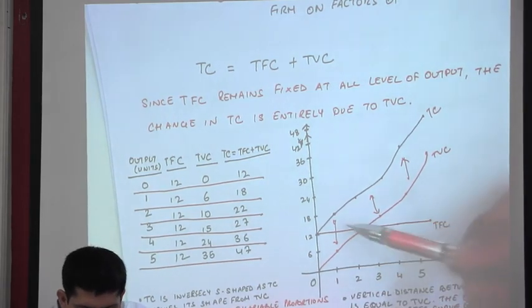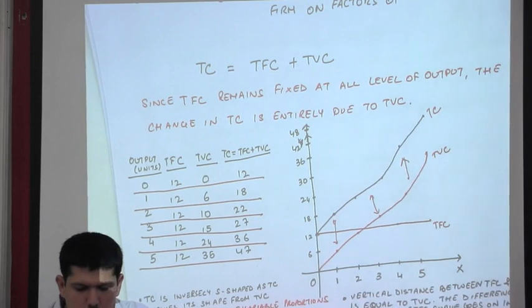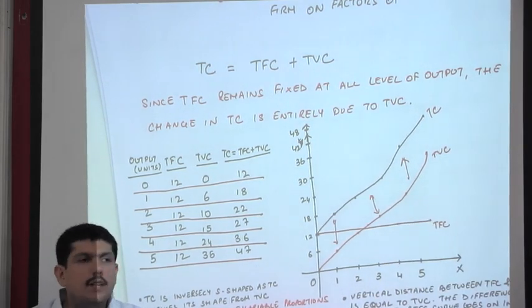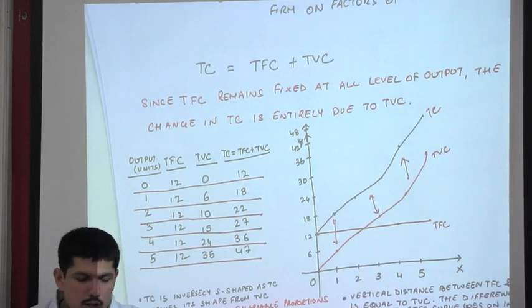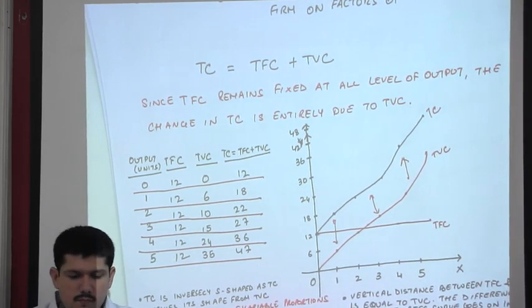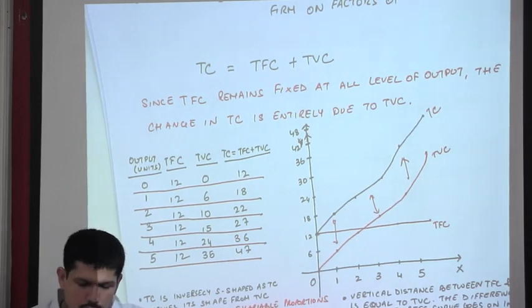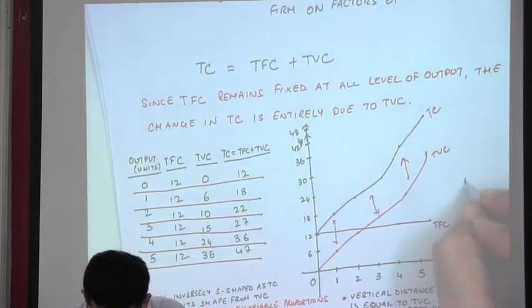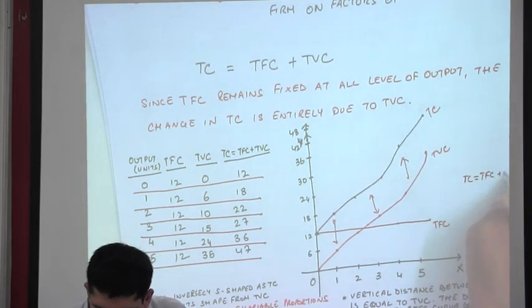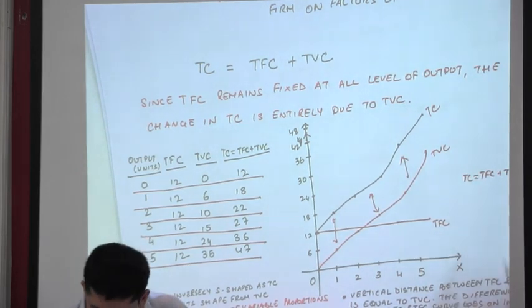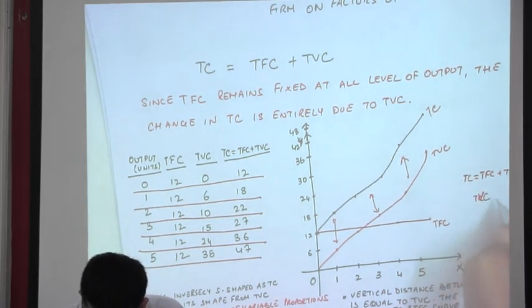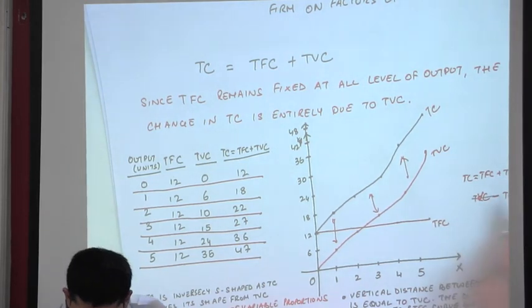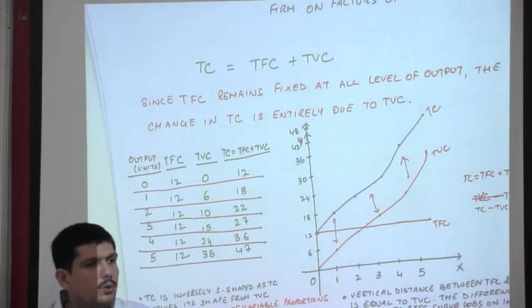Then what we will see is that the vertical distance between the total cost curve and total variable cost curve will remain the same. They are known as parallel curves, right? Why are they called parallel curves? Because the distance between them will always remain constant. Why will the distance between them remain constant? Because at all levels of output, TFC is constant. Because our formula says that TC is equal to TFC plus TVC, right? So what it says is that TC minus TVC is equal to total fixed cost.